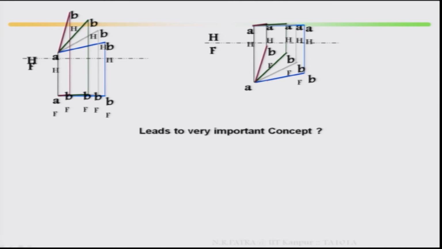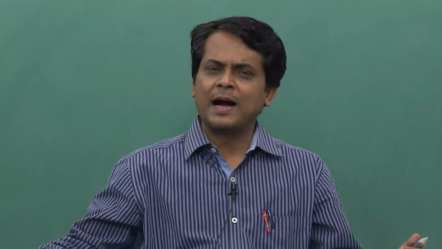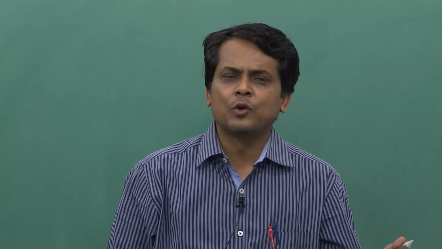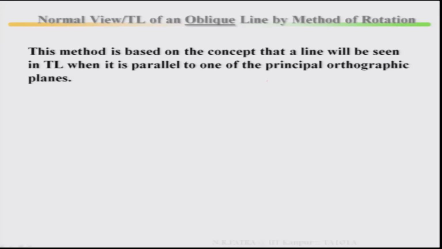This leads to a very important concept. What is that concept? If a line is parallel in one view, then in the other view, if you project it back, you will get a true length. Normal view, true length of an oblique line by the method of rotations. There are different procedures to get the true length of a line. This method is based on the concept that a line will be seen in true length when it is parallel to one of the principal orthographic planes.